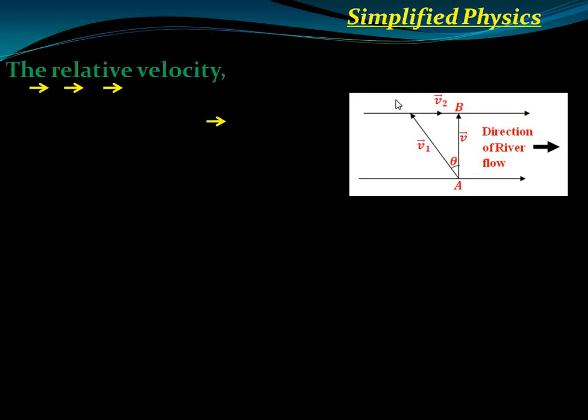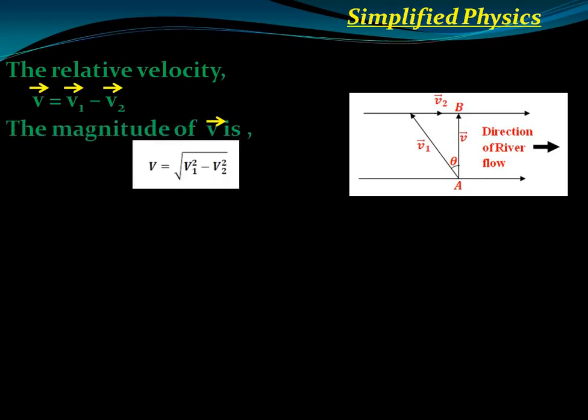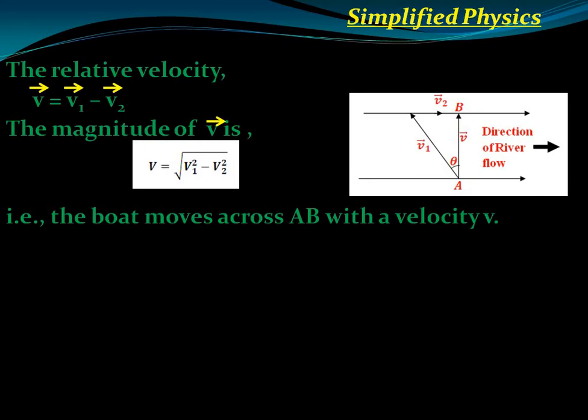So in such condition, the relative velocity will be V equals V1 vector minus V2 vector, magnitude and direction. For the magnitude of V, simply use the Pythagoras theorem. The resultant velocity V equals square root of V1 square plus V2 square. That means the boat moves across the path AB with the velocity V if the boat is rowed upstream, making an angle theta with AB. In such condition, the boat will cross along AB, that is the shortest possible path.